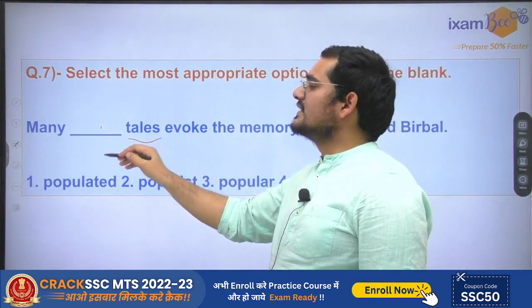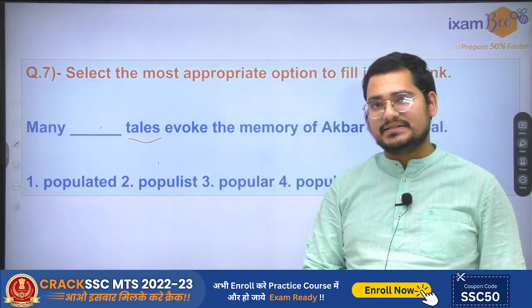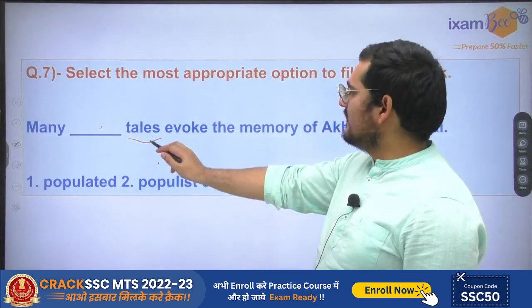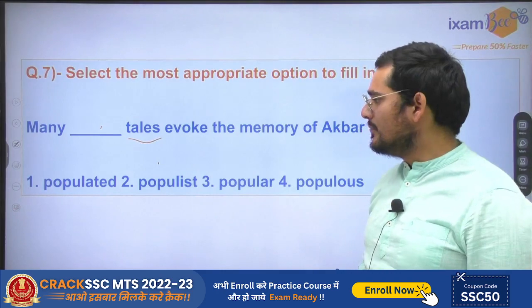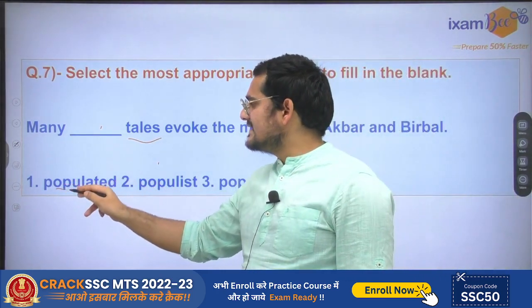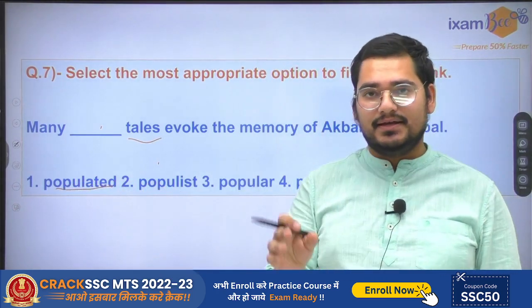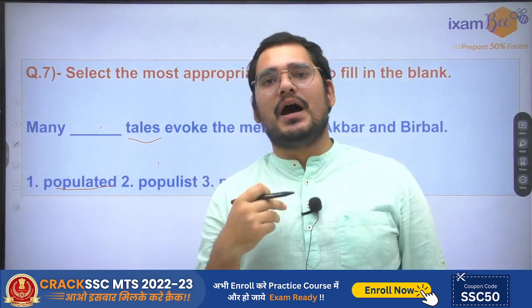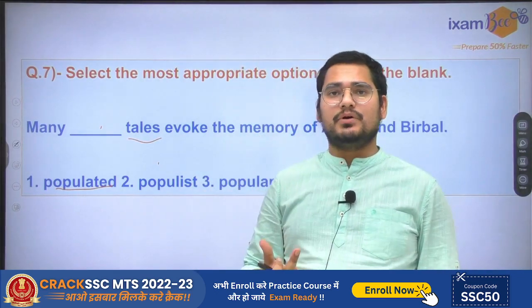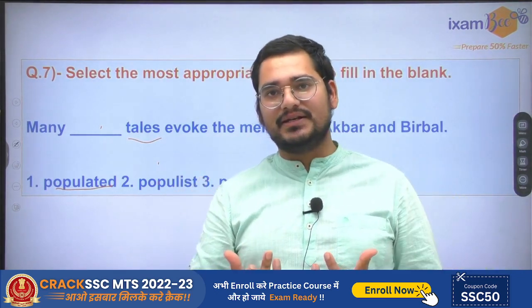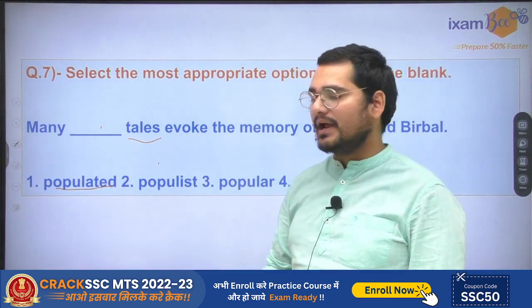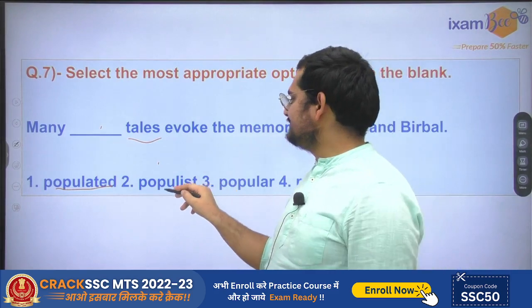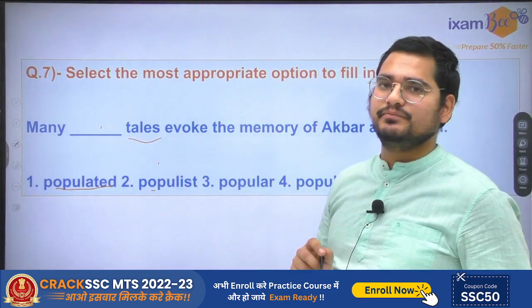So tales is a noun here. Now it needs an adjective, right, to modify its meaning. So can it be many populated tales? No, because we know populated means a large number, right? Something which is inhabited in large number. So we call that place populated, right? Populist. Many populist tales? No.